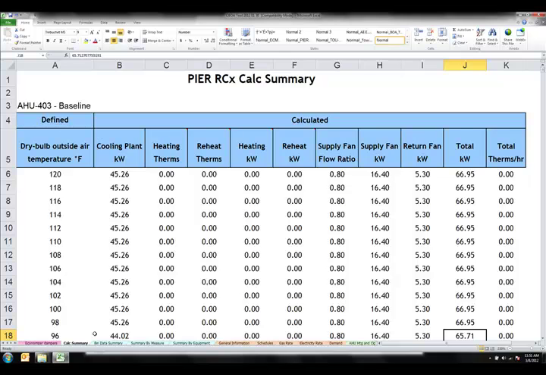So what you're seeing here is the calculated baseline demand related to air handler 403. From left to right, we have the outside air dry bulb temperature bin, the cooling plant demand of the air handler, the heating and reheat demand in units of therms per hour or kilowatts, depending on whether the building uses gas or electric reheat, the supply fan flow ratio, the supply fan and return fan demand, and finally the total electric and gas demand for each temperature bin.